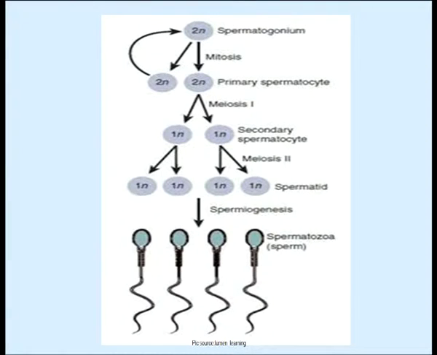In this picture, you can see the process of spermatogenesis. It starts with the spermatogonium, which is diploid, and by mitotic division it converts into a primary spermatocyte. Then meiosis 1, which is the reductional division, takes place and it divides into 4 haploid spermatids. And then by the process of spermiogenesis, spermatids are transformed into sperms.